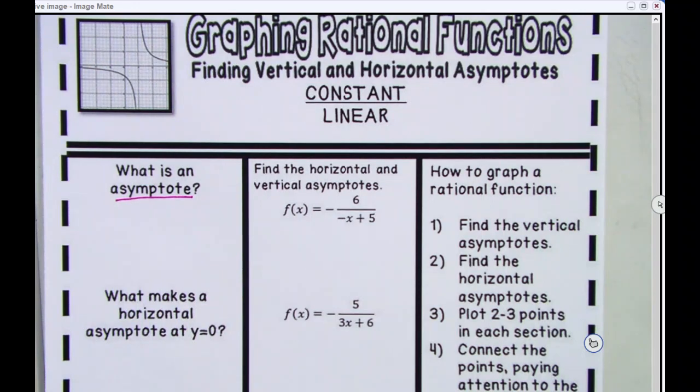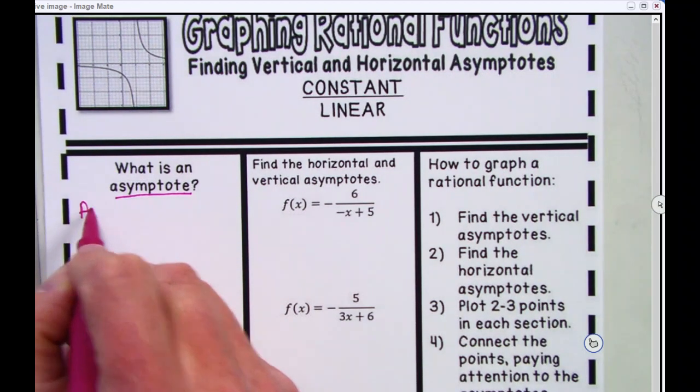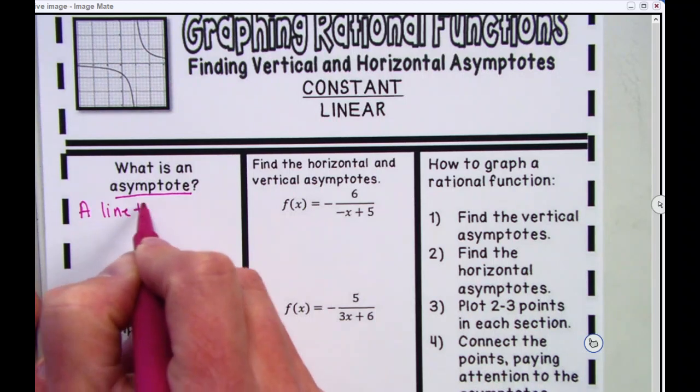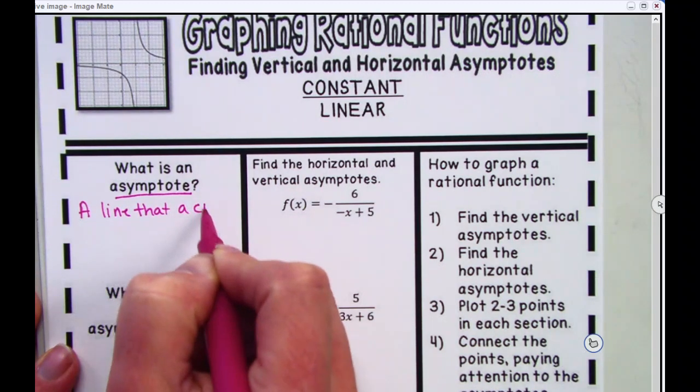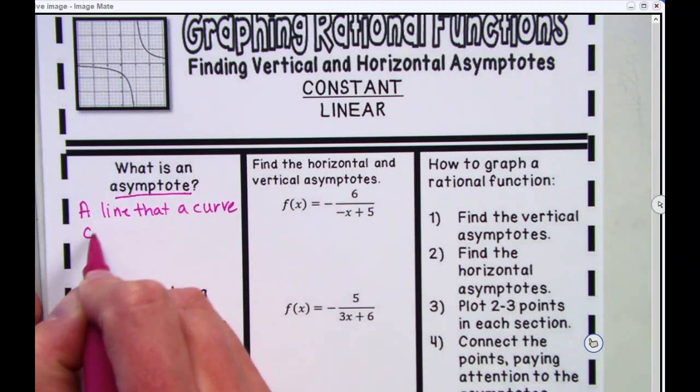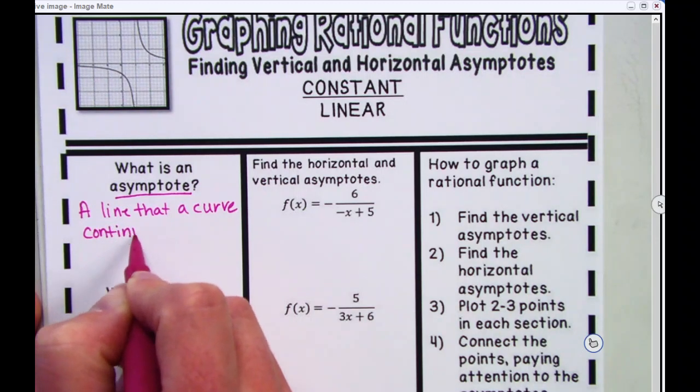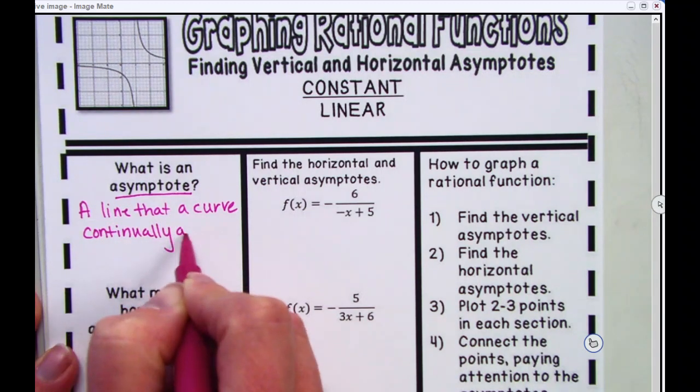Yes, ma'am, what'd you get? I got a line that continually approaches a given curve that does not meet it at any distance. Okay, so a line that a curve approaches? Continually approaches. Okay, I like that. A line that a curve continually approaches.